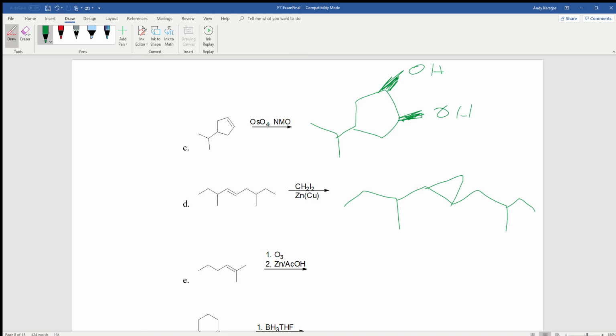Part E, we're looking at ozonolysis. In an ozonolysis reaction, we get cleavage of the double bond completely, and we end up with carbonyls on both sides of where the alkene used to be. So in this case, this molecule will split into 2 completely separate molecules, both with carbonyls where the alkene was.